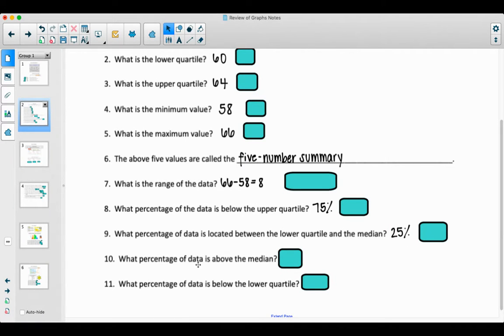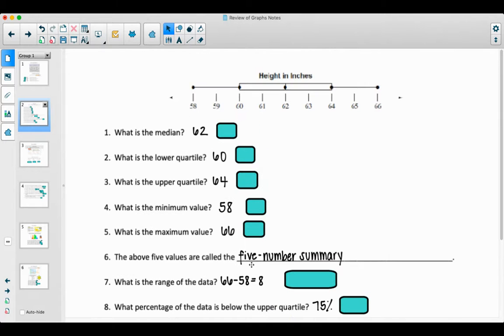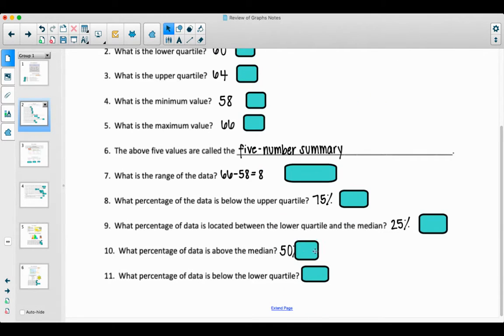What percentage of the data is above the median? So above the median, we should get 50%. And then what percentage of the data is below the lower quartile? That would just be 25%. So hopefully this answered any questions that we might have about box and whisker. Obviously on the Canvas quiz, I can't ask you to make one. So it's going to just be answering questions like this.